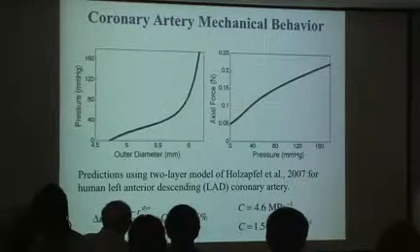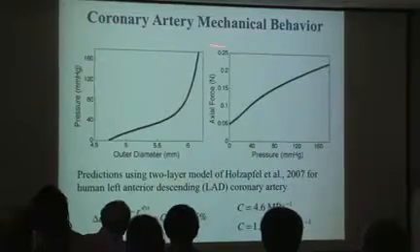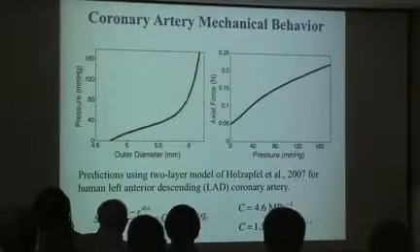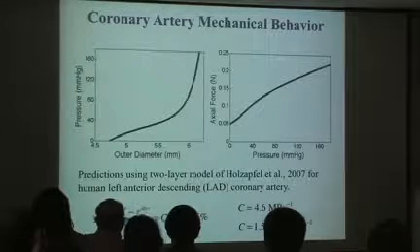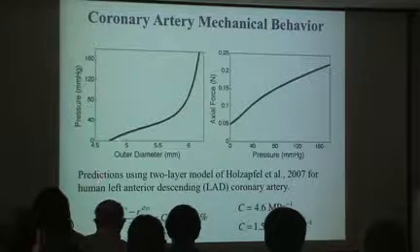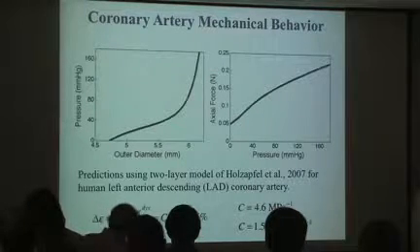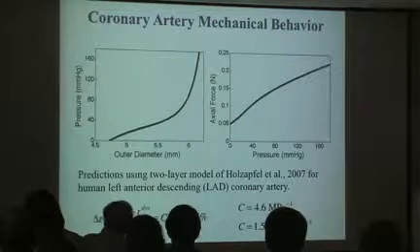So this is a representative mechanical behavior of a coronary artery. This was taken from the paper of Holzapfel in 2007 for a left anterior descending human coronary artery. And this is a pressure diameter curve, and this is the axial force that's experienced as the vessel is held at fixed length and inflated.